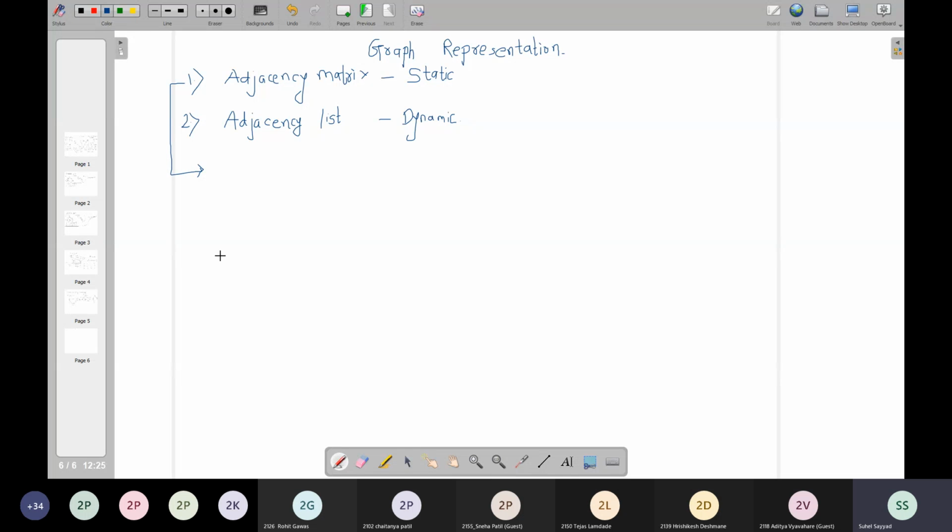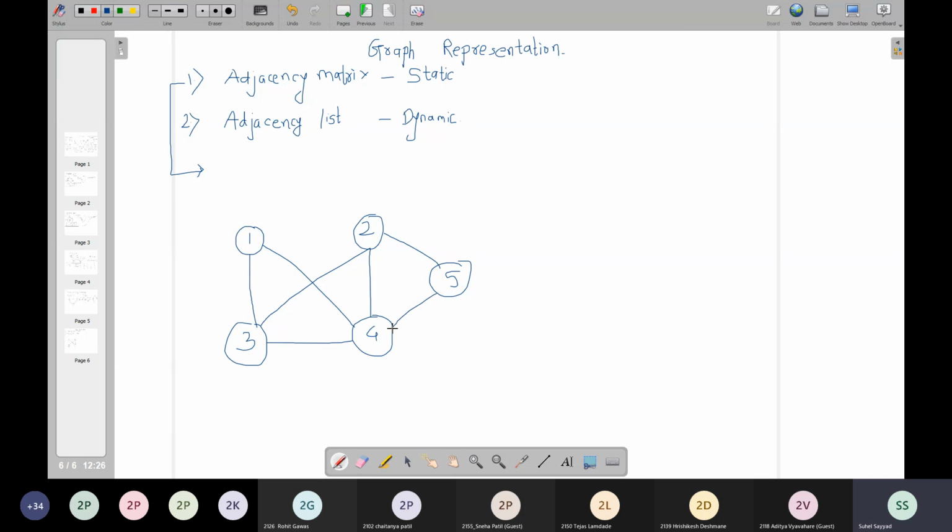I'll take one example. Suppose this is your graph. This is vertex number 1, vertex number 2, vertex number 3, vertex number 4, and I'm constructing some edges over here. Suppose these are the edges which I have constructed. I'll take one more, vertex 5. Suppose this is my given graph.